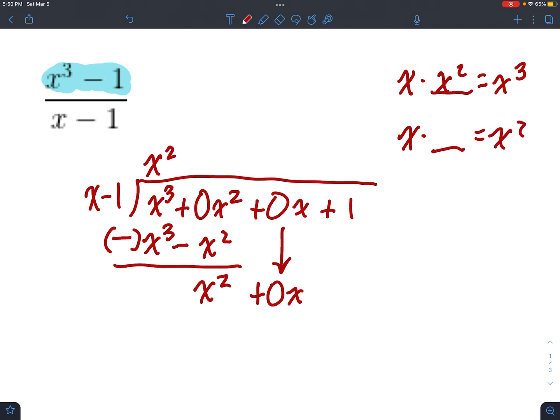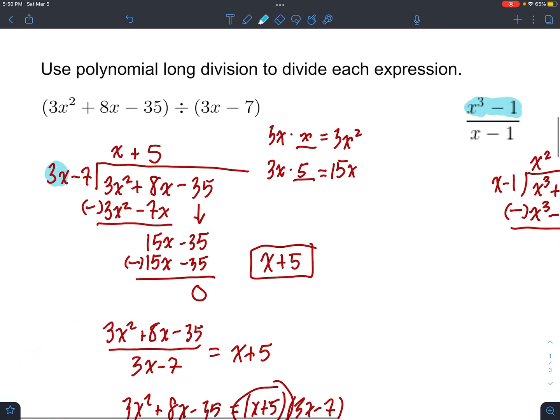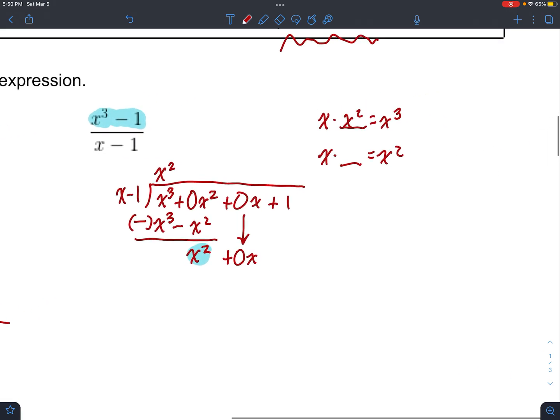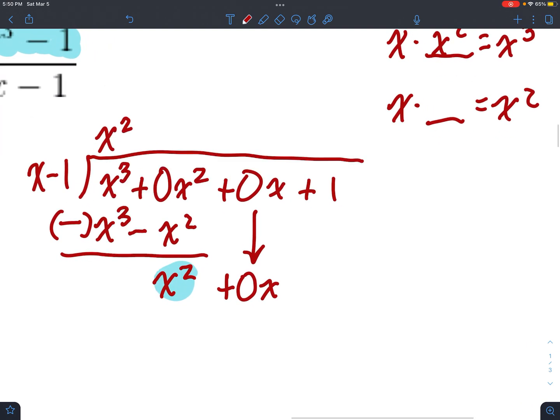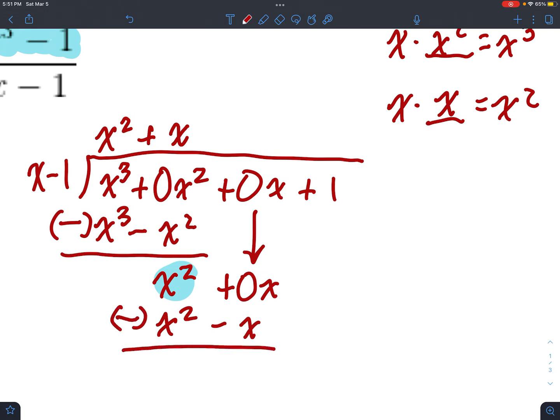X times what is x squared? We're always looking at the first, just like we did here. We're looking at that first leading term when we ask these questions. So the answer to that multiplication is x. So it looks like we get, again, just x.